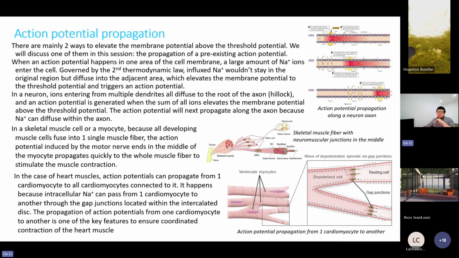When the sodium ion can pass across the intercalated disc, then the action potential can propagate from one cell to the next cell. I repeat it. The key sentence of this topic is that the action potential can propagate from one cardiomyocyte to the next cardiomyocyte because the sodium ions can diffuse through the gap junction between two cells. Okay.